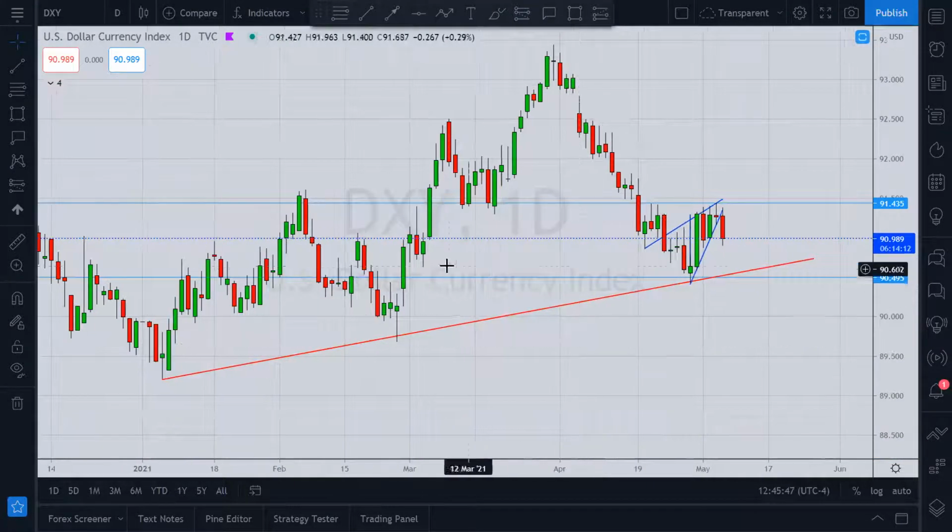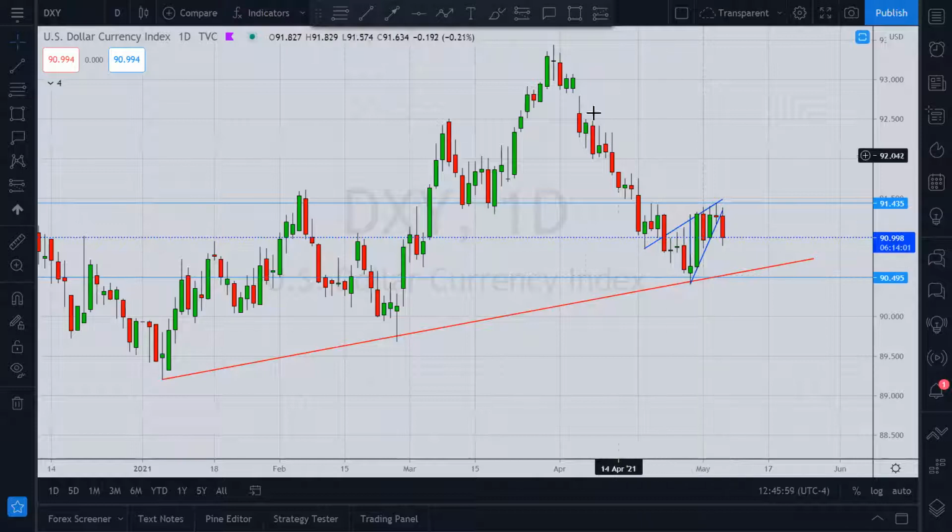Let's look at the Dixie. All right, the US dollar index. I have this uptrend going here on the daily chart. Pretty well respected, wouldn't you say? Yes, sir. Also look at the downtrend as of late. This is price in a downtrend.